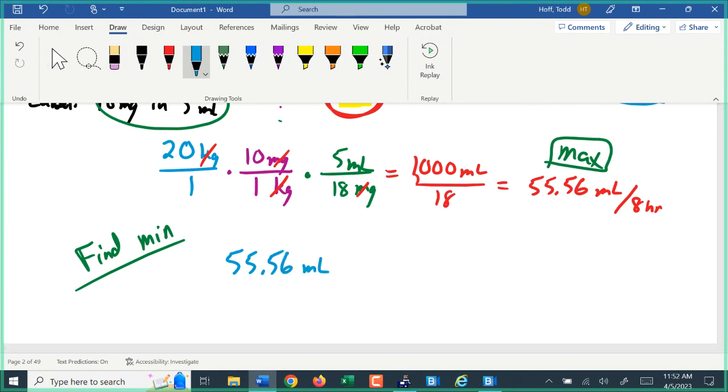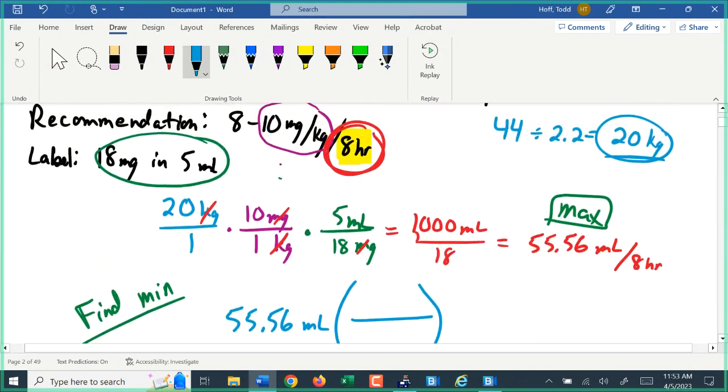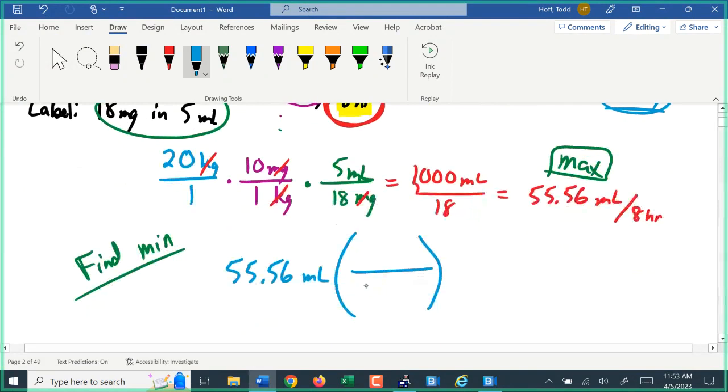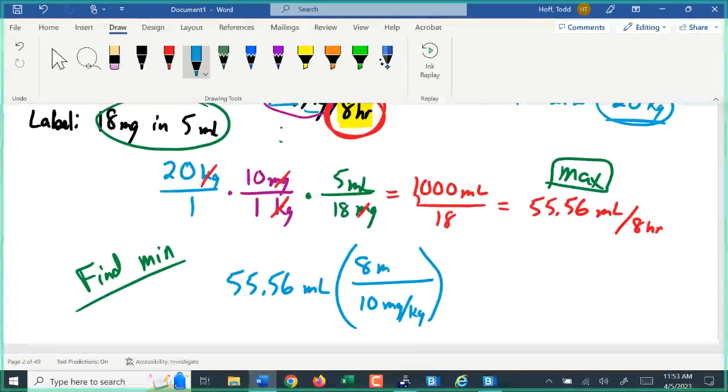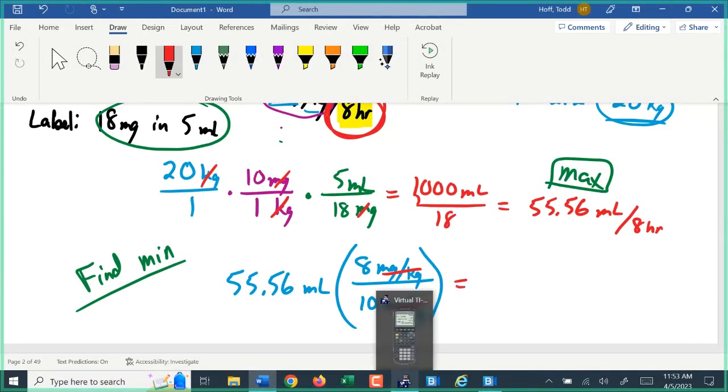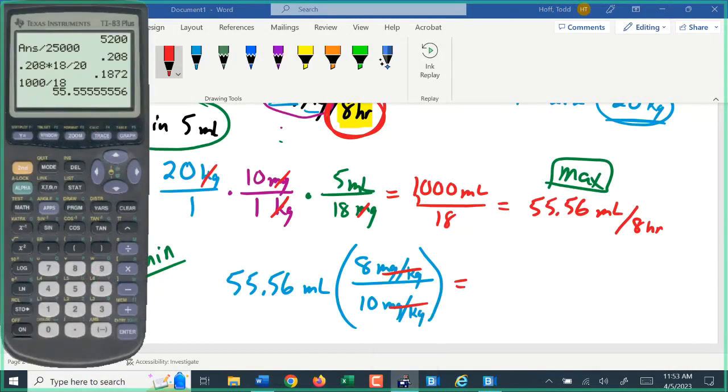Now I'm going to leave the per 8 hours off of this unit because I don't want the number 8 to confuse the calculation, because it is just part of the unit. Then in my conversion ratio here, I used 10 milligrams per kilogram to make the calculation. So that goes on bottom. And I want to convert to the minimum of 8 milligrams per kilogram. So once again, these units are the same, so they cancel out. We're going to take our 55.56, which I just left in my calculator so I don't have to write it down and type it back in.